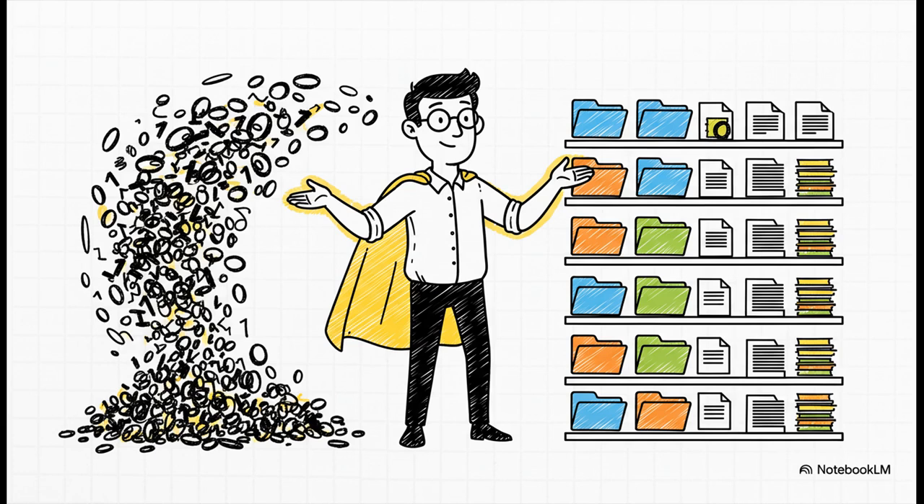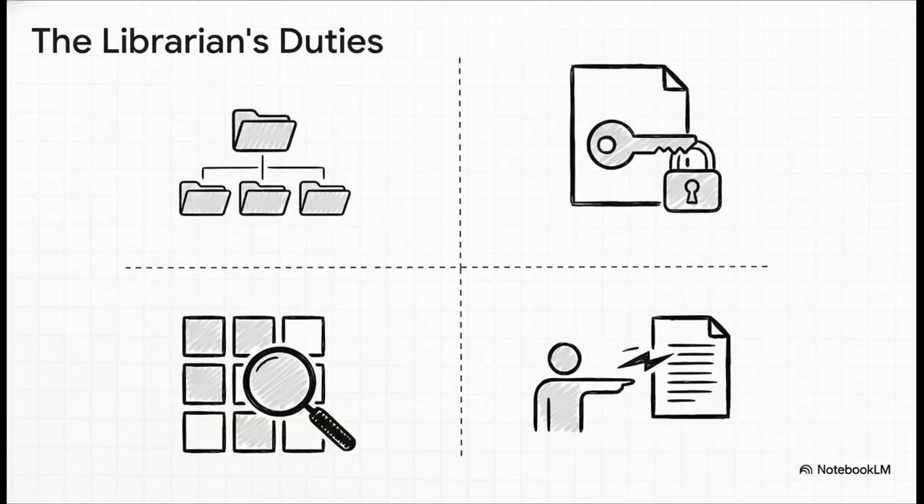But of course, there's a hero to this story. In our chaotic library, a master librarian steps in to bring order. And for your computer, that librarian is the operating system. It takes that digital mess and turns it into the beautifully organized world of files and folders that we use every day. So what does this master librarian actually do?